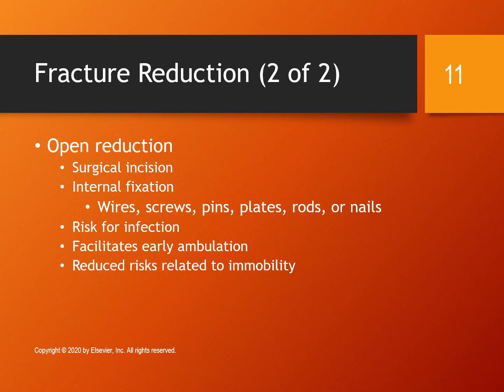Open reduction, this involves surgery. So closed reduction is just like a manual realignment. Open reduction, we actually have surgery. And to stabilize the fracture, we will use wires, screws, pins, plates, rods, etc. Now, since this is a surgical procedure, there is risk for infection, and then we want to consider all of our post-op complications. Ambulate your patients early, get them moving, because we know there's so many risks associated with immobility.